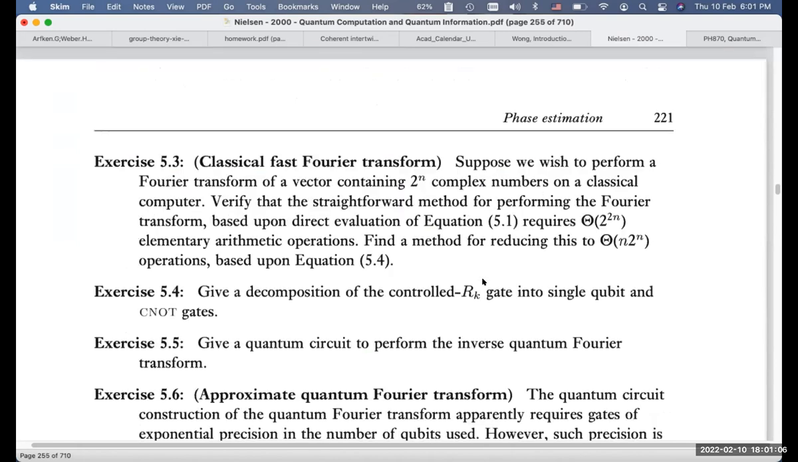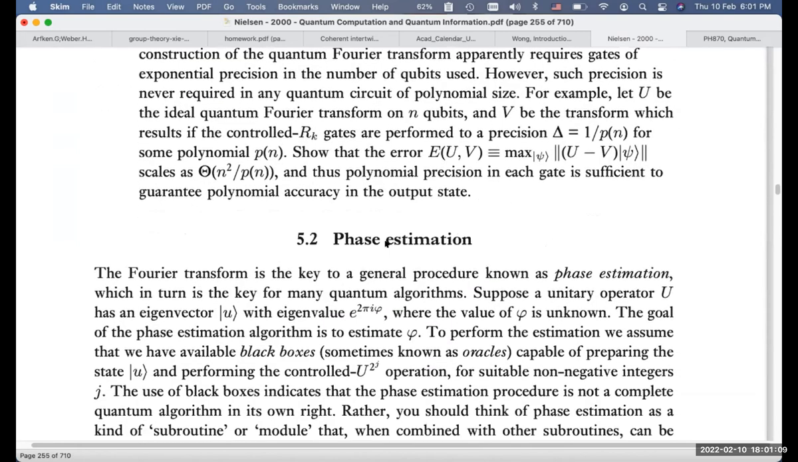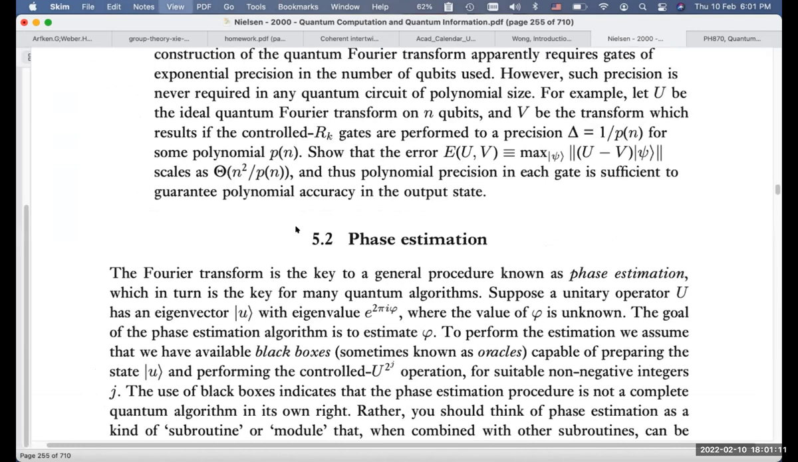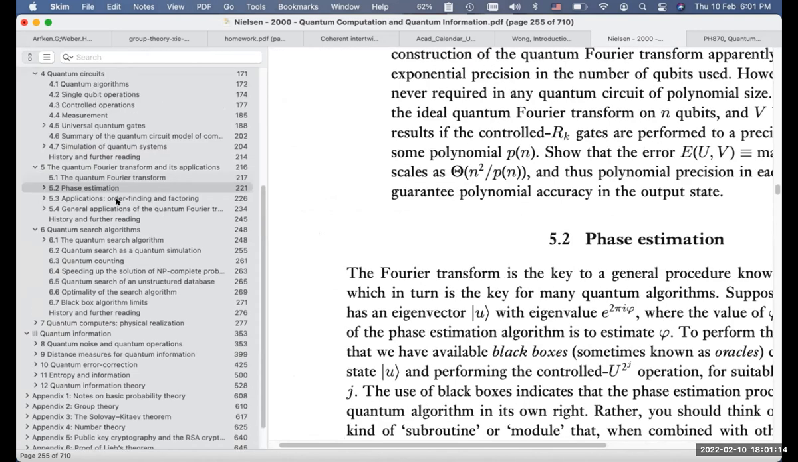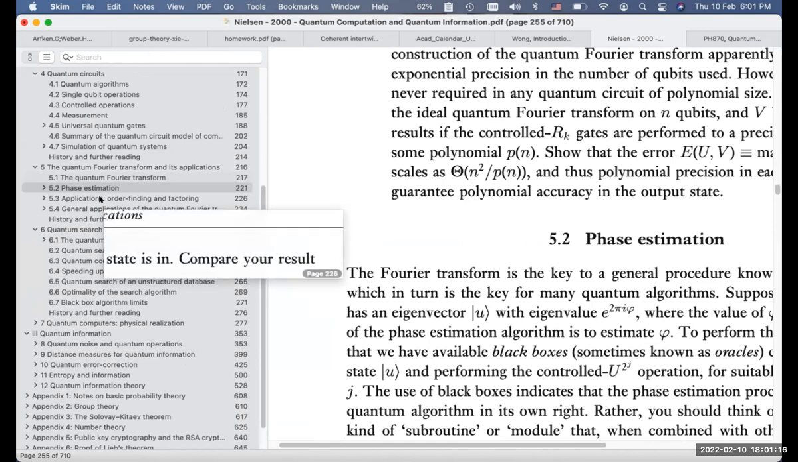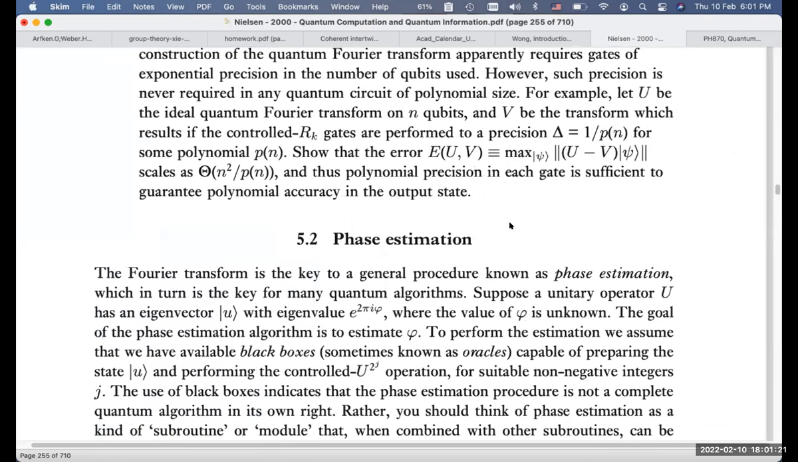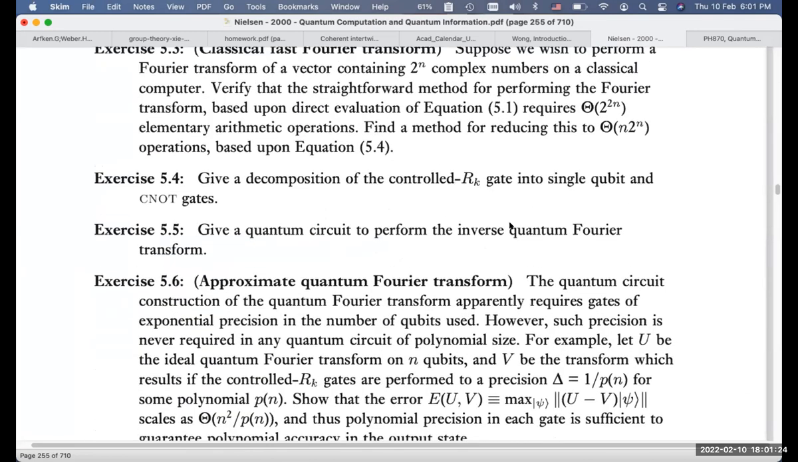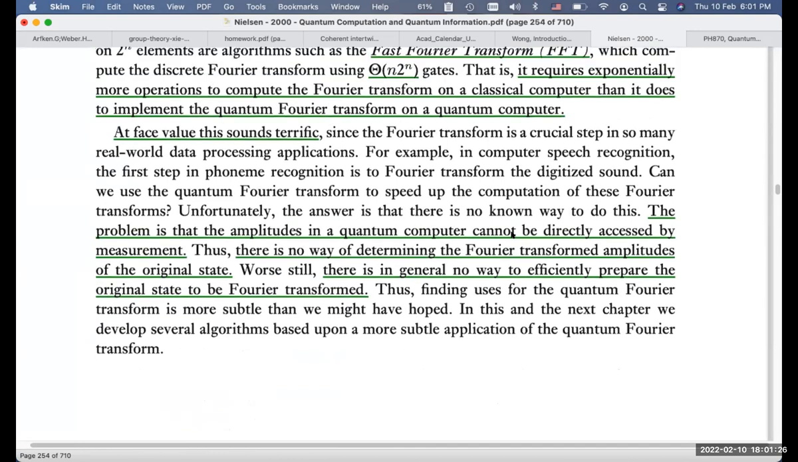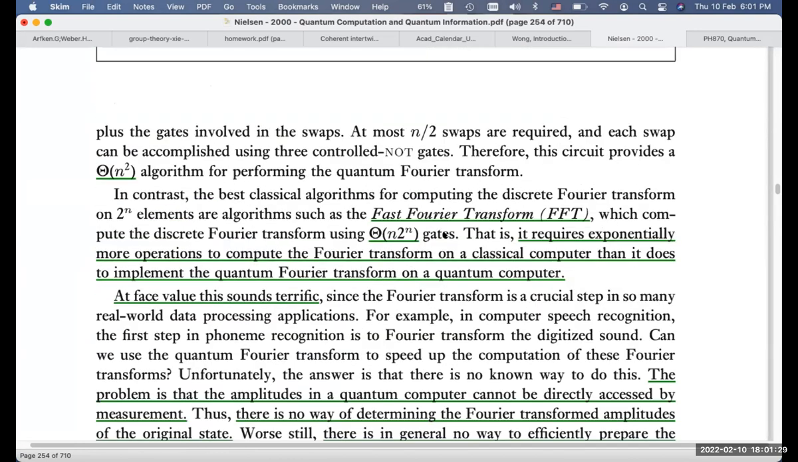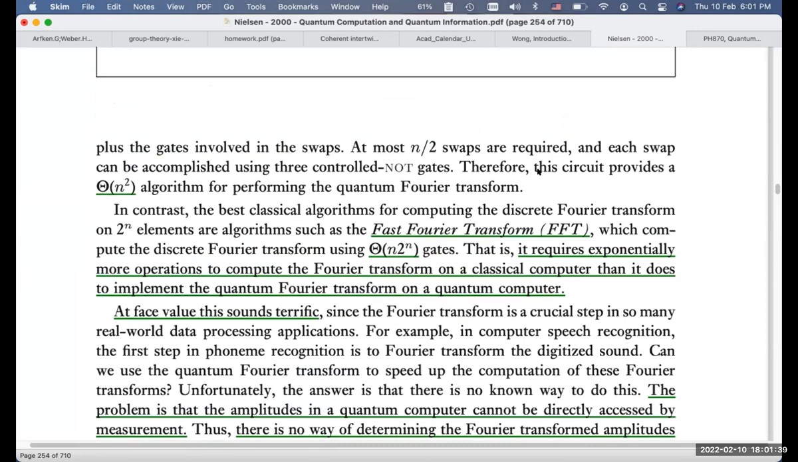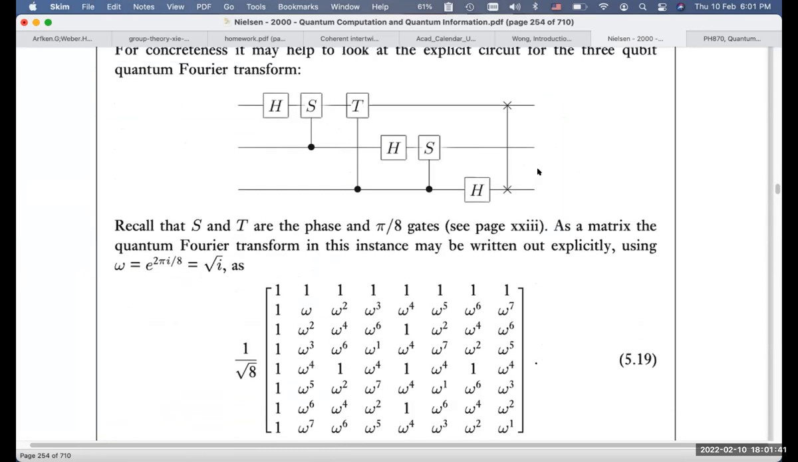It's an essential step in what is called phase estimation. And phase estimation is an essential step in quantum search algorithms, such as Grover's algorithm. So you should think of this QFT as a subroutine, which you use to construct other modules, other routines, okay?